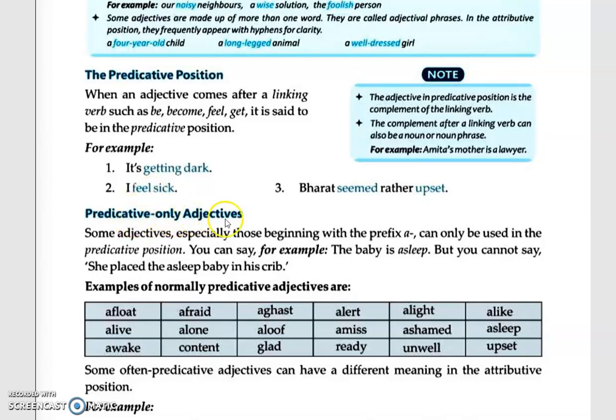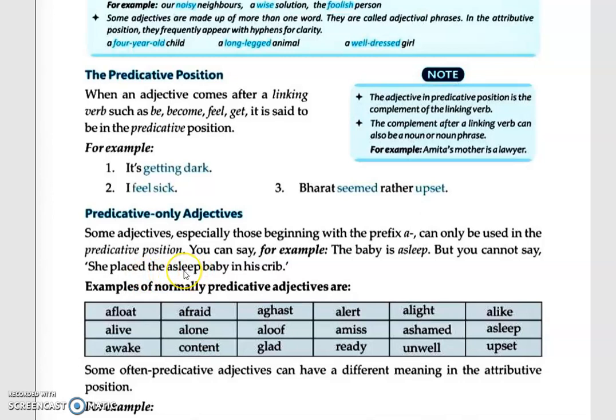Now we have predicative only adjectives. What are these? These are those beginning with the prefix a that can only be used in the predicative position. You can say, for example, the baby is asleep, but you cannot say she placed the asleep baby in his crib. What happens in this? It can be used only in the predicative position, that is, only after the linking verb.